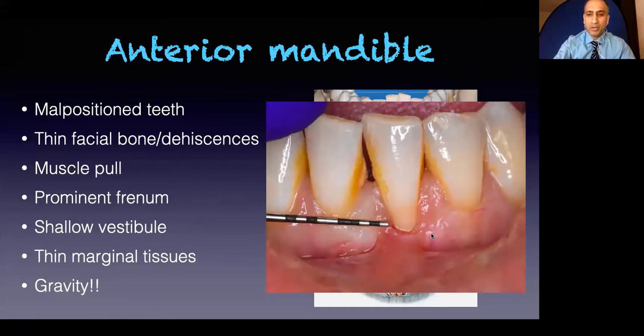And then that goes without saying that we have thin marginal tissues. And last but not least, we have gravity working against us. Unlike in the maxilla, where the jaw is fixed and gravity actually works with us, in the anterior mandible, gravity works against us. And this is why root coverage outcomes typically are poorer overall in the mandible than in the maxilla.